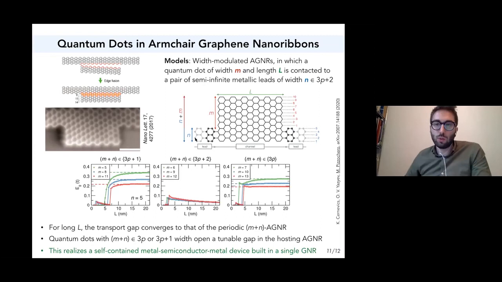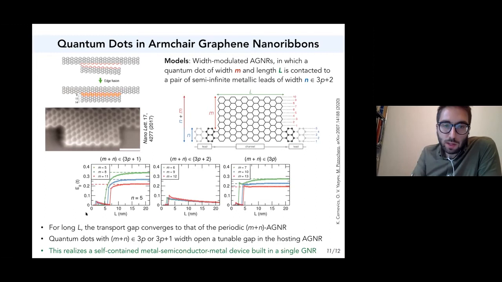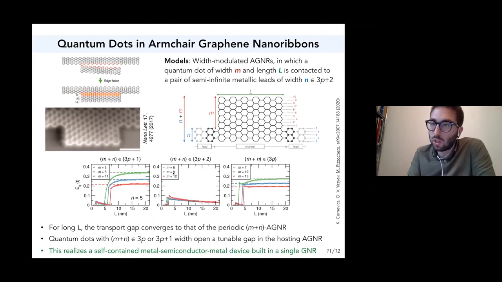What is special about these quantum dots is that we have studied the evolution of the transport gap as a function of the length of the quantum dot. And when the length of the dot exceeds a sort of critical length, then the transport gap converges to that of the pristine M plus N AGNR, which is represented by the horizontal lines.